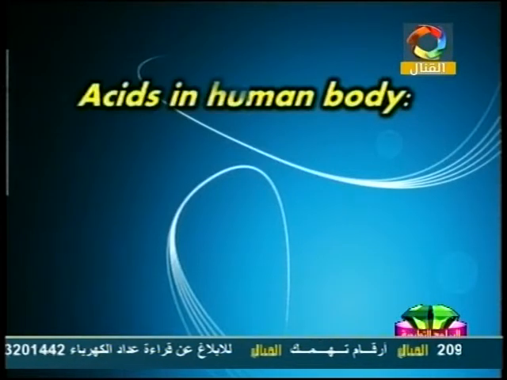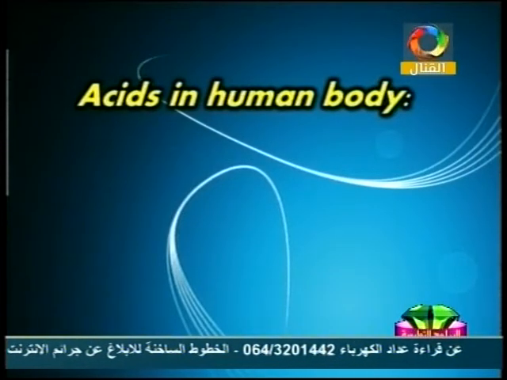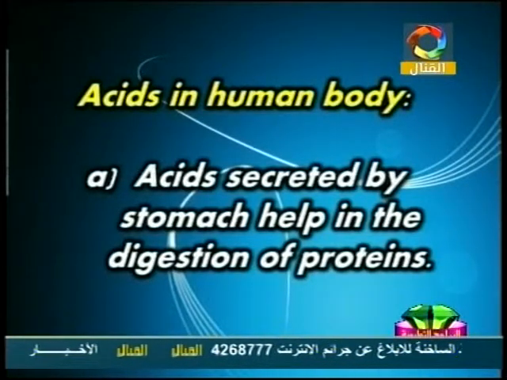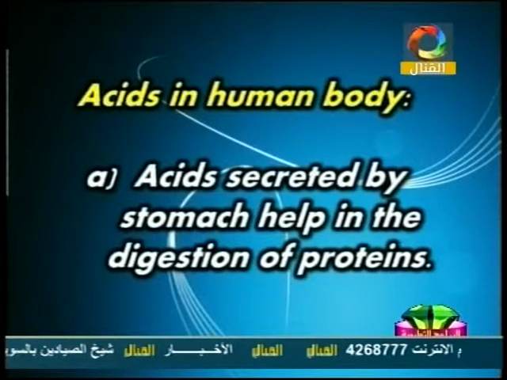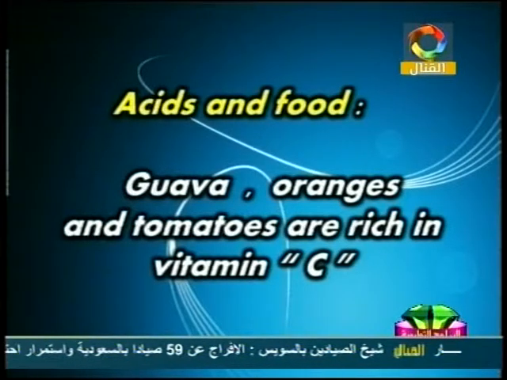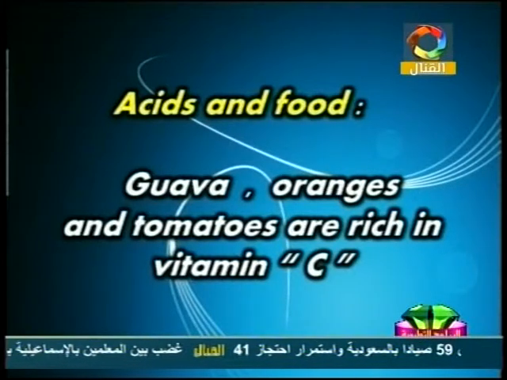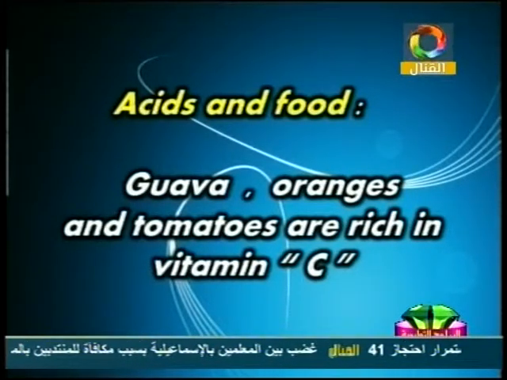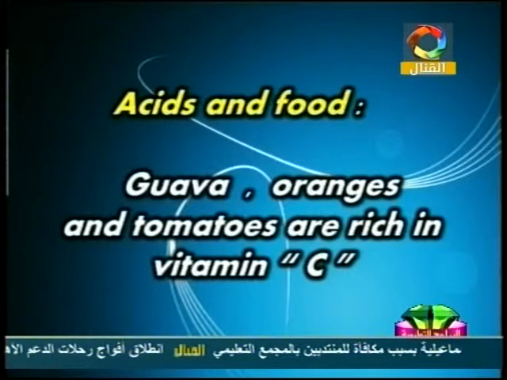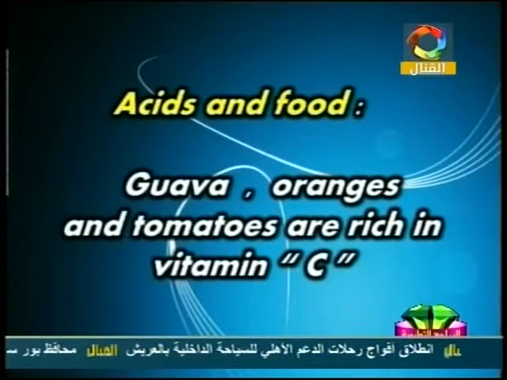Look, acid in the human body. Oh, we ask, do we have acid? Sure, we have acid, but what about it? Acid secreted by the stomach helps in digestion of protein. What is the acid? I don't know it. No, you know it. It's hydrochloric acid. Acid and food. Does food have acid? Yeah, guava has acid. Orange, I like it, has acid. What about tomatoes? It has acid, rich in vitamin C. We know ascorbic acid. Wonderful to know that. Citric acid, I like it. We need a lot of acid in our food.